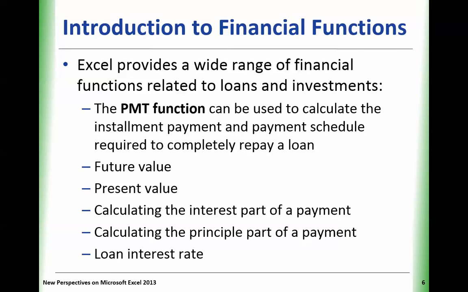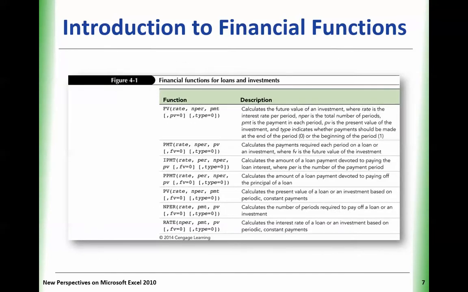We can also do future value and present value. We can calculate the interest part of a payment, we can calculate the principal part of the payment, and we can do the loan interest rate. Now, financial functions are unique in a certain way. They have a syntax all their own. We have FV, PMT, IPMT, PPMT, PV, NPER, and RATE. These are all the functions that we are going to be using in this, and you can see the syntax to them and the description of that syntax.